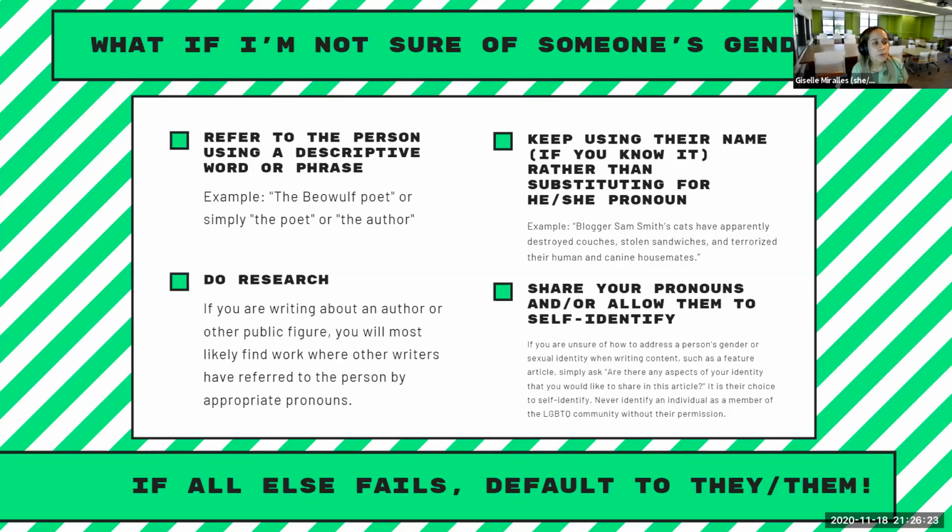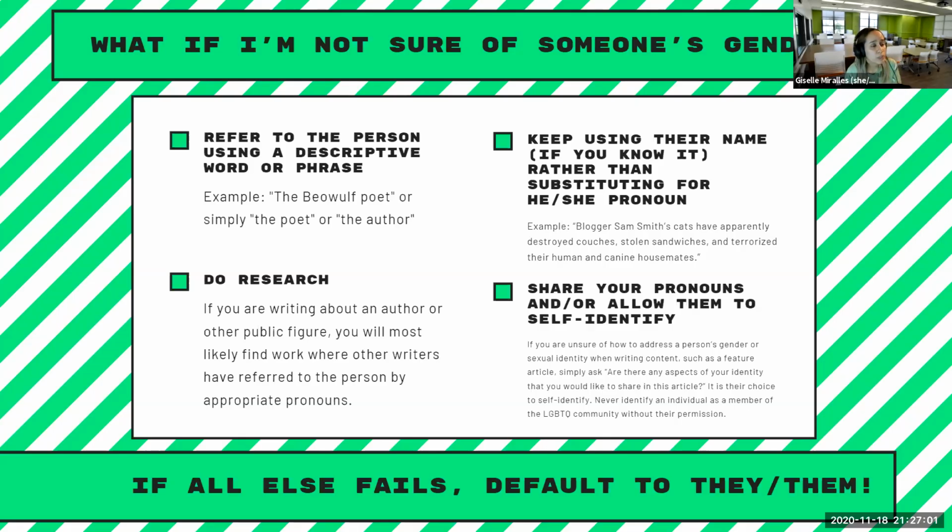One strategy is to refer to the person using a descriptive word or phrase. So if you're writing about Beowulf, for example, you could just say the Beowulf poet, or simply the poet or the author, and avoid using pronouns. Another way is to keep using their name if you do know it, rather than substituting a he or she pronoun. So, for example, blogger Sam Smith's cats have apparently destroyed couches, stolen sandwiches, and terrorized their human and canine housemates. There's no pronouns in that sentence, but the author referred to the person by their name so that they could avoid using pronouns.